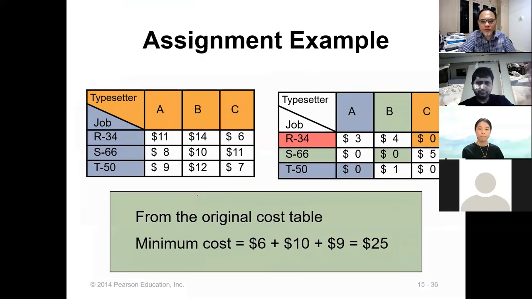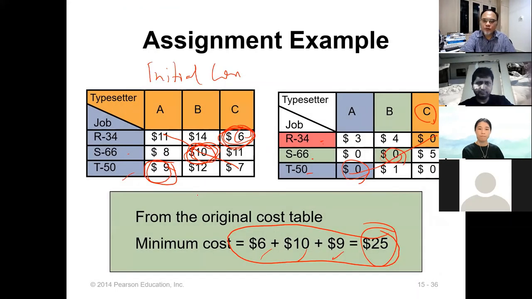Right. So I think the idea is to find the minimum cost. That is the criteria. So when you schedule this to the right typesetter, we are minimizing our costs. This is called the assignment method, and it is very straightforward. Can I ask another thing, Professor?